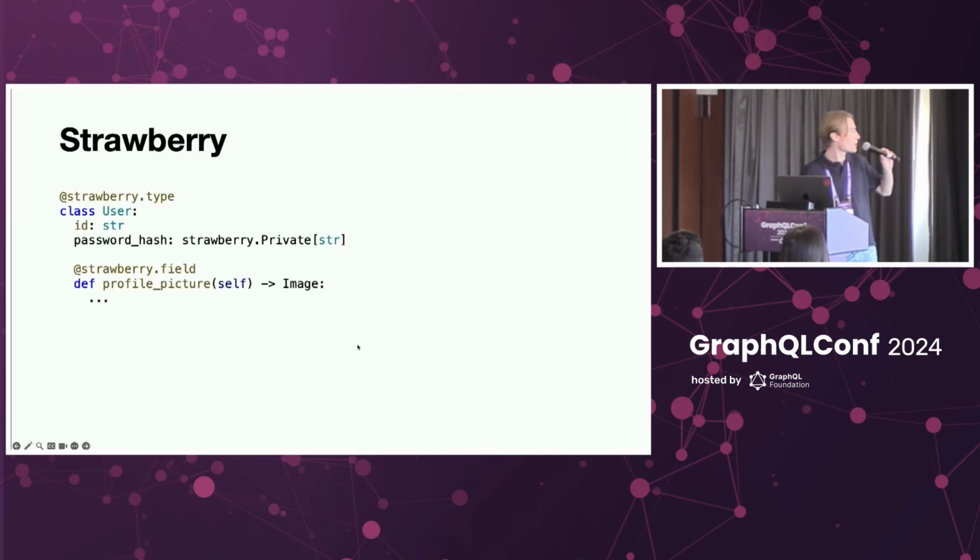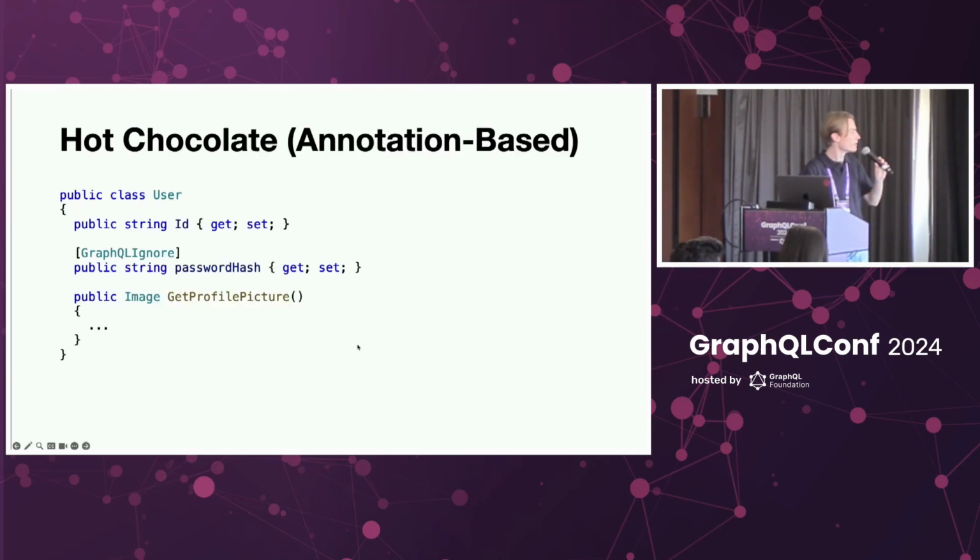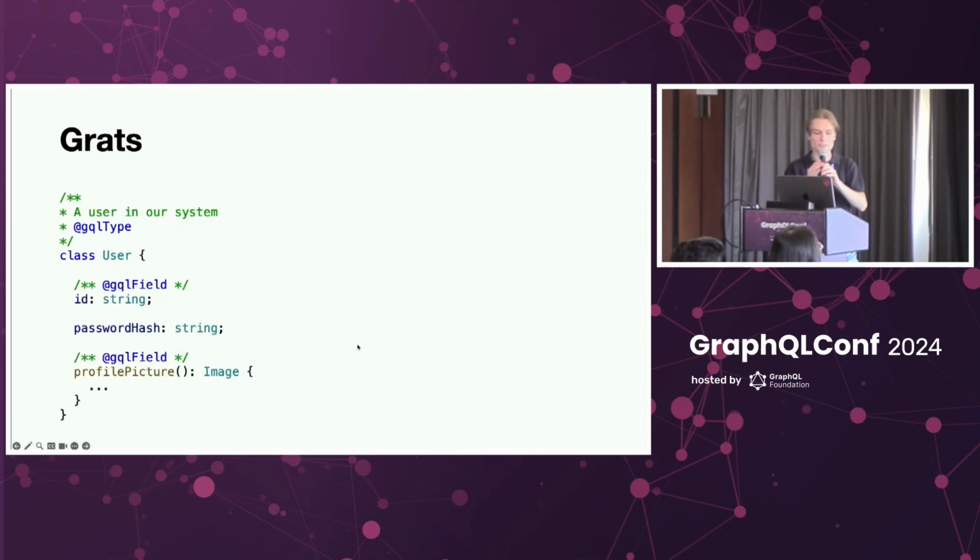So let's look at Strawberry. You've seen this a couple of times now. And if you look at a different language, maybe Hot Chocolate, right? It's the same pattern. You have a user class, you have a string of type, you have an ID of type string, you have an ignored field password hash, and you have another field, which is the profile picture with the resolver. Another example is Grats in TypeScript. You have, again, your user class, you have your ID field, the password hash is ignored, and the profile picture is of type image again in your schema.